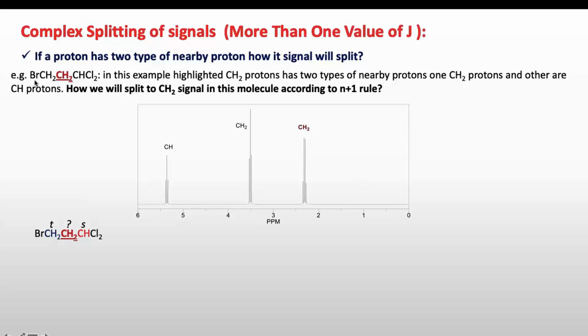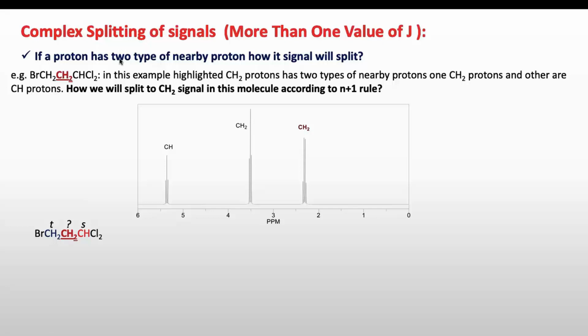So this is an example of a molecule having three different types of protons, meaning we will get three signals in the NMR spectra. If we discuss these CH2 protons, which are highlighted, they have two types of nearby protons, one this CH2 group, the other this CH proton. So both CH2 and CH will split the signal of these CH2 protons. But how will they split? Because the environment of this CH proton is different from this CH2 proton, the extent of the coupling will be different for both types of protons, because both have different chemical environments.